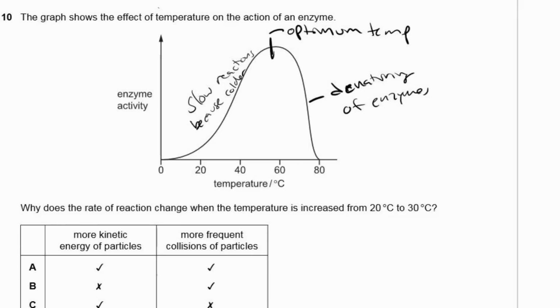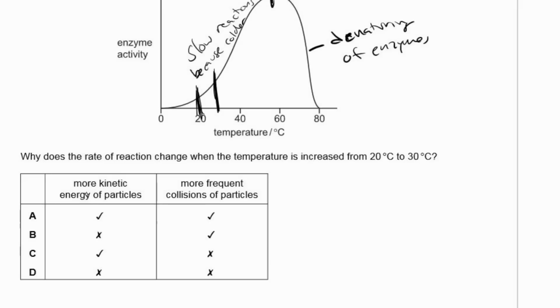Okay, so why does the rate of reaction change when the temperature is increased from 20 degrees Celsius to 30 degrees Celsius? So what happens in this section of the graph? Is it because there's more kinetic energy of particles? Well, yes, the kinetic energy is increased, so the rate of reaction will be increased. There are more frequent collisions of particles? Yes, that happens because the particles are moving faster, so they'll be colliding more often. So the answer is A.